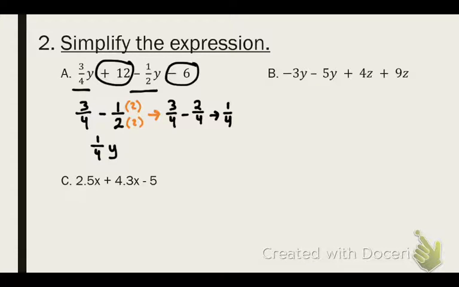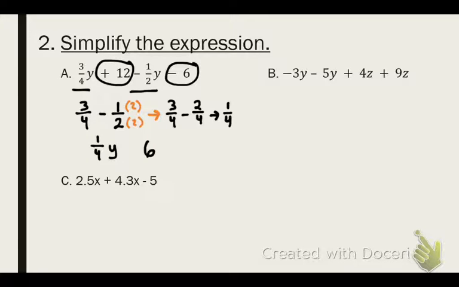Was there anything else in the original problem I should be looking at? The positive 12 and the negative 6. We got to look at those constants. Let's combine those together. What is 12 minus 6? 6. And is that a positive or a negative? Positive. 12 minus 6. Okay, that's a simple basic fact, but even if you're trying to think of our rules, take the sign of the larger number, which was a 12.